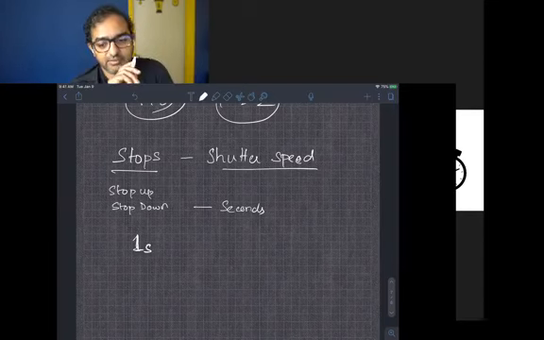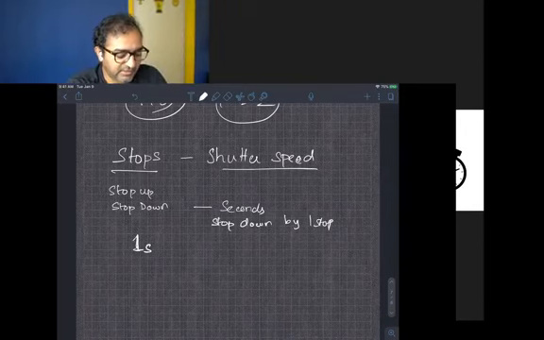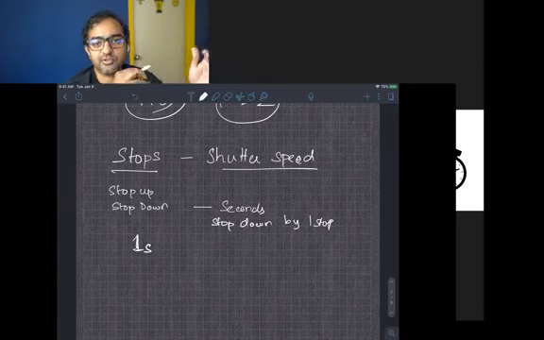Now listen to the meaning. I want you to stop down by one stop. What does that mean? It means that I want you to make the exposure half as bright, assuming all the other parameters are exactly the same. So we're not changing aperture, we're not changing ISO. All we are trying to do is control shutter speed.